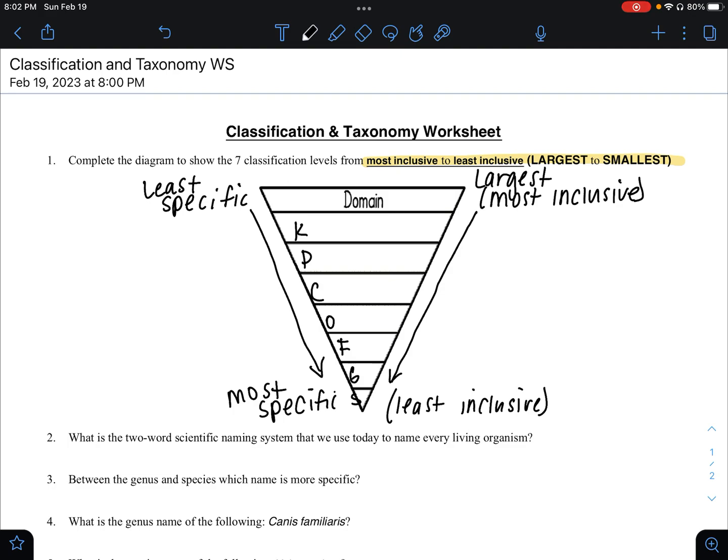And you will remember what each of them stands for. Kingdom, phylum, class, order, family, genus, and species. And it's hard to see, but you can always label yours using your notes.